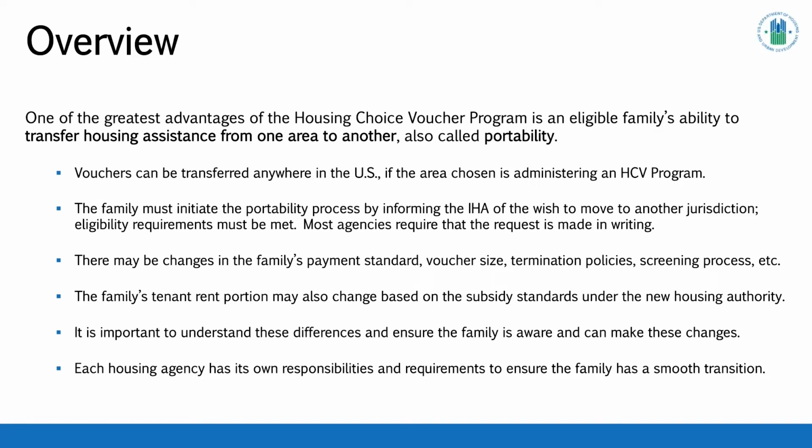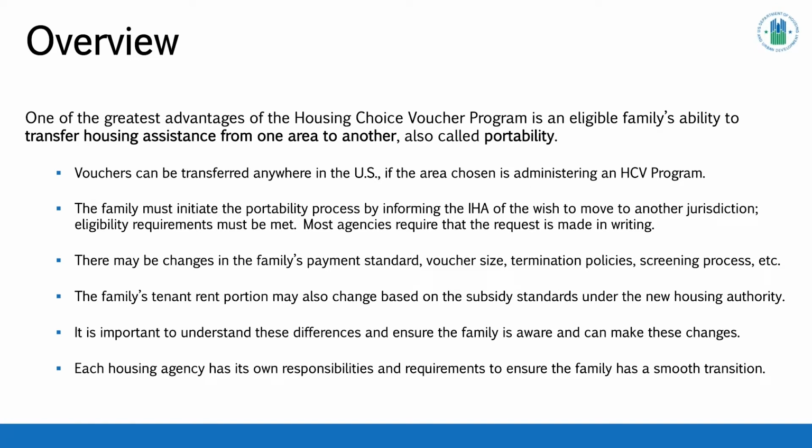And to get the process started, the family must contact their initial housing authority, which is the authority that either issued their voucher or the authority where they applied for assistance. The request should be made in writing, and the family has to meet different criteria. It's important for the family to know that there will be changes to either the payment standard, their voucher size, the screening process, etc., once they lease up in the jurisdiction of the RHA. So the family should be made aware of all of the possible changes, and their rent portion, so that they can make an informed decision on if they choose to continue to port.